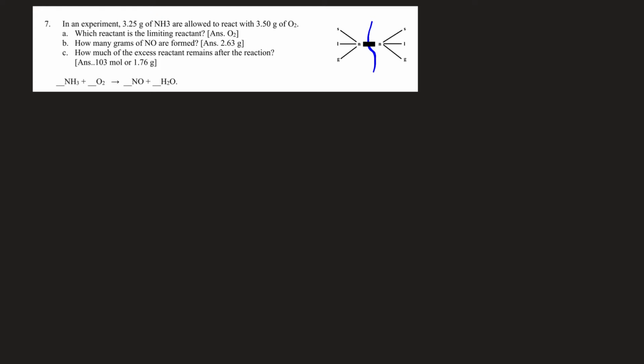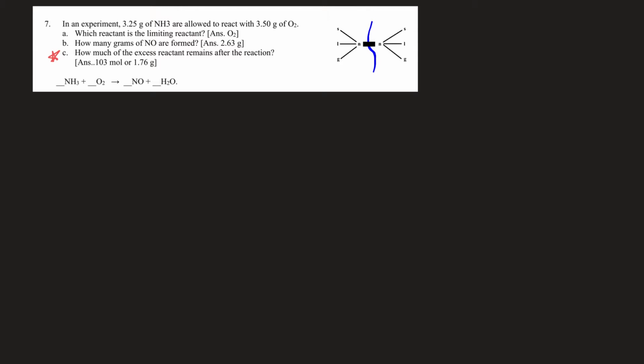All right, here's a nice question. This one involves a limiting reactant, and then as part of the game, you have to determine how much of the excess reactant is left over. So you sort of have to do stoich twice.